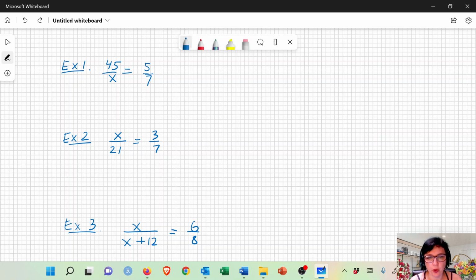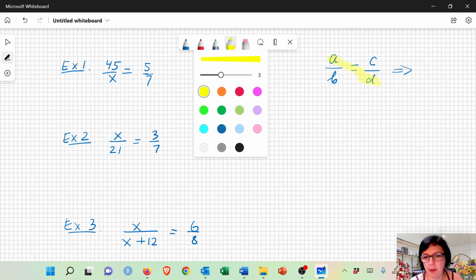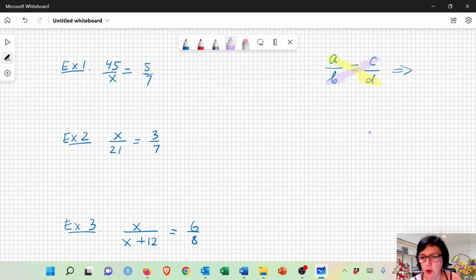Now, where this whole thing comes from is the property of what we call cross multiplying. So if you have a divided by b equals c divided by d, you can cross multiply. Basically you're going to be multiplying a with d, and then you're also going to be multiplying c with b, and making those equal to each other. So that means that a multiplied by d is equal to b multiplied by c. This is the property of proportions that we're going to use to solve all of these examples.